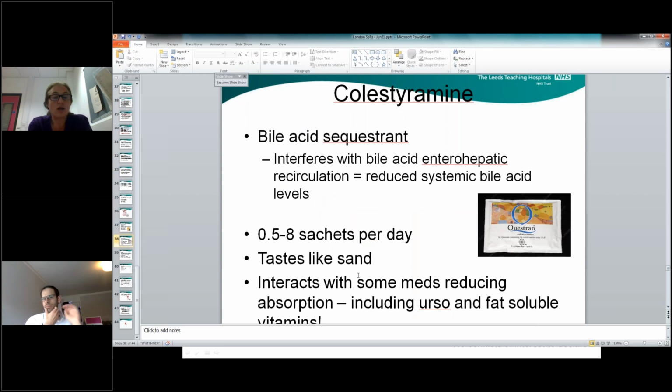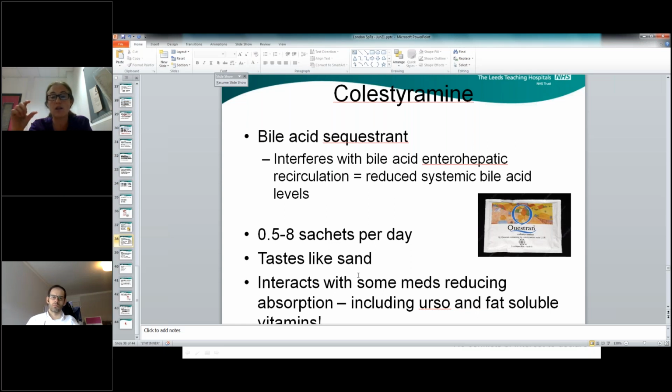A much better drug for actually improving itch is cholestyramine, and that works by binding the bile acids that have made it into the gut and preventing them from being reabsorbed. And it works really well. Within a couple of days, you should see an improvement in itch.